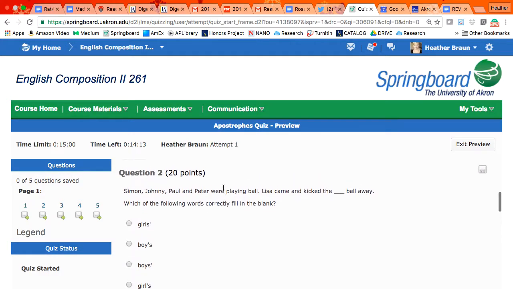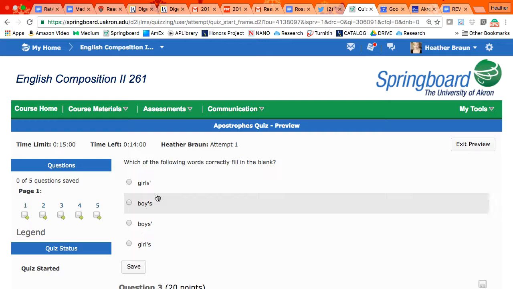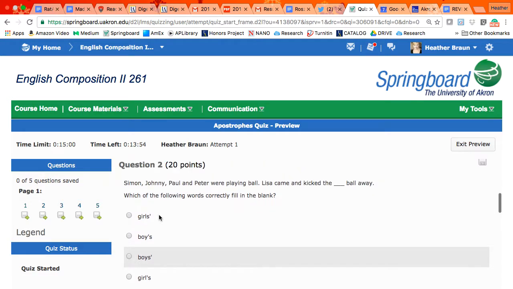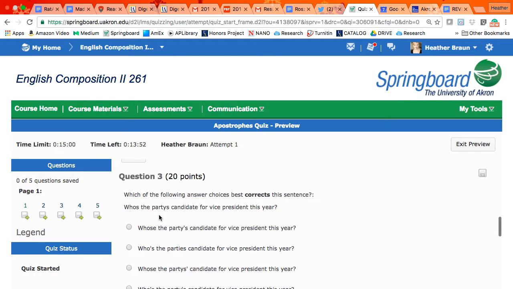The second question is very similar. We've got a group of 4 boys playing ball. A girl enters and kicks their ball, so it's one ball, but it belongs to all of them. So you want to make sure that your answer reflects a plural version of boy rather than singular. It's not just one of theirs, it's all of theirs.